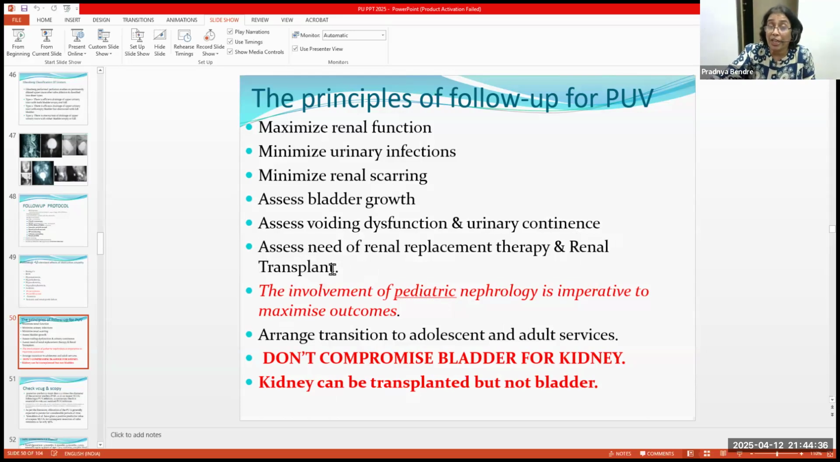If we are very careful, very prudent, and if the kidneys and tracts are improving, we can keep renal transplant as far away as the third, fourth decade. So the goal, even in poor prognosis PUV, would be to delay renal transplant as much as possible. But you need to remember one thing: do not compromise the bladder for the kidney. Kidney can be transplanted, but bladder not.